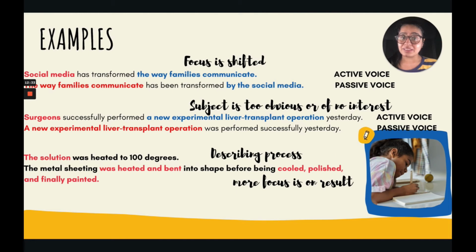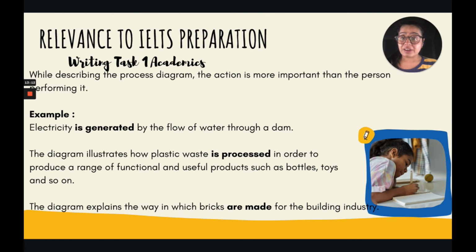Now let's have a look on the third category of the examples wherein you are describing the processes. The solution was heated to 100 degrees. The metal sheeting was heated and bent into shape before being cooled, polished and finally painted. Here once again the more focus is on the result rather than the person or the agent which is performing it.